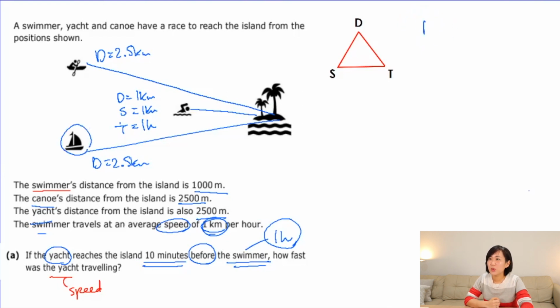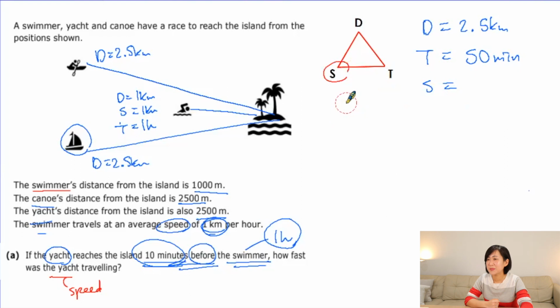Let's talk about the yacht. Distance of yacht is 2 kilometers, and then time is, we notice that it's 10 minutes before the swimmer. We know the swimmer took 1 hour. 10 minutes less than 1 hour is 50 minutes. Then our final goal is finding speed. So speed is distance divided by time.